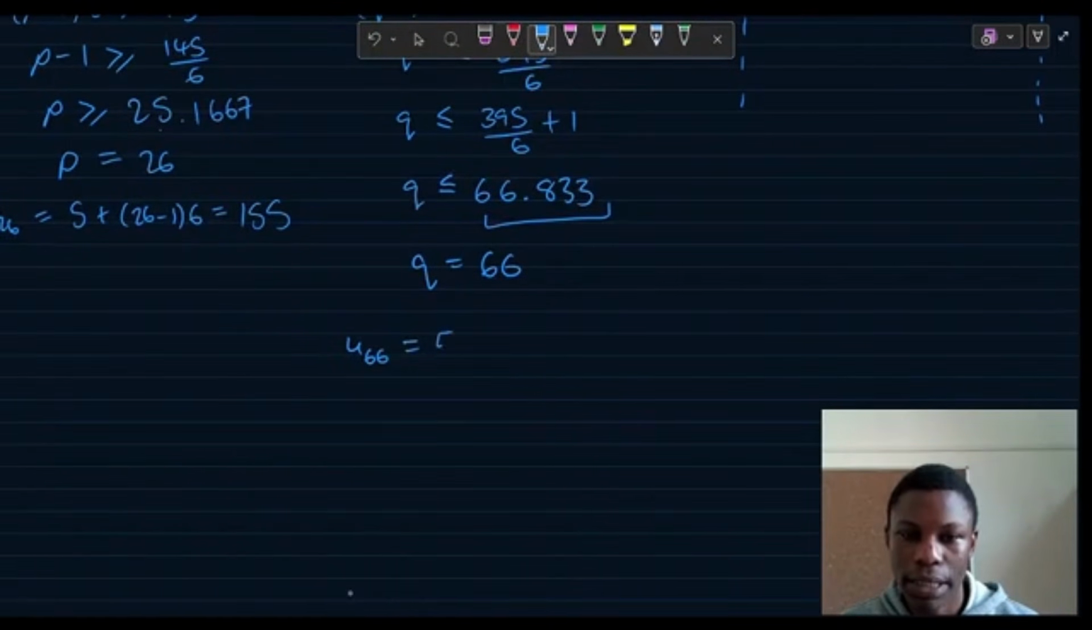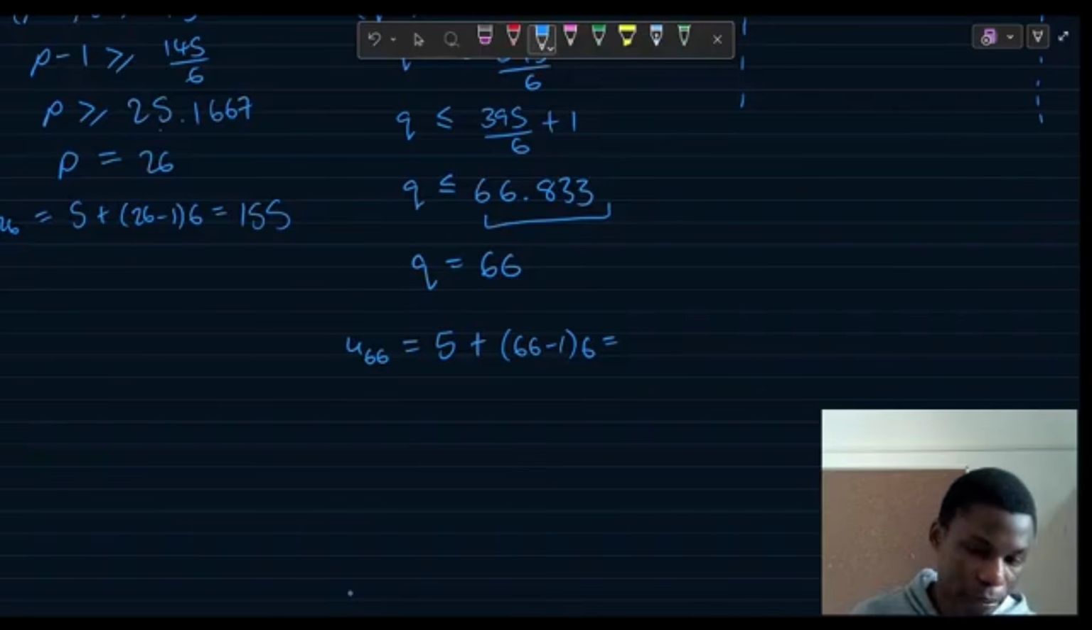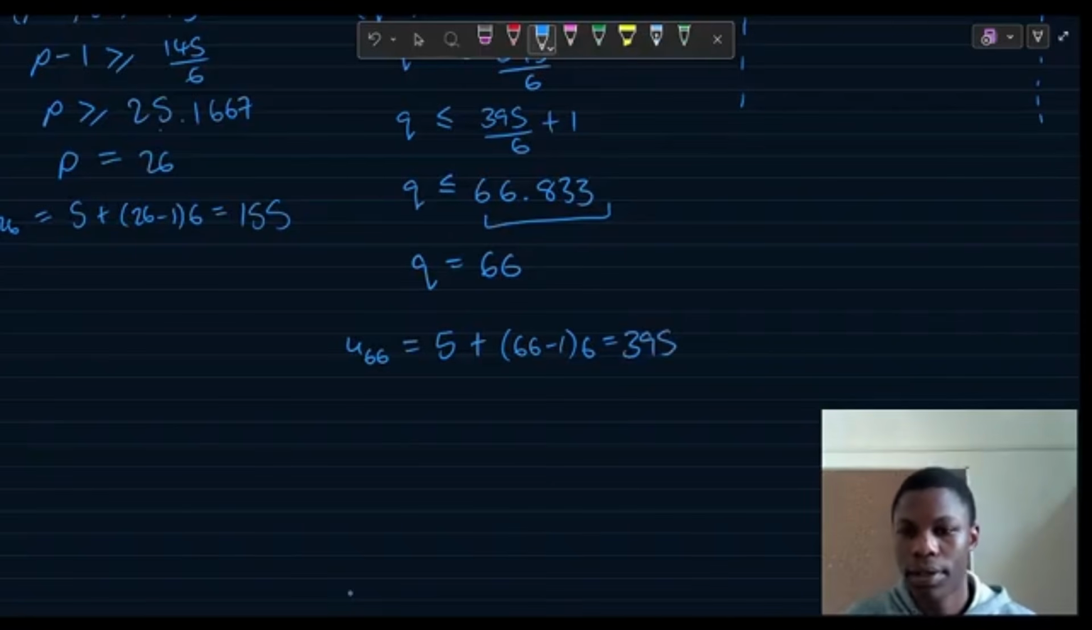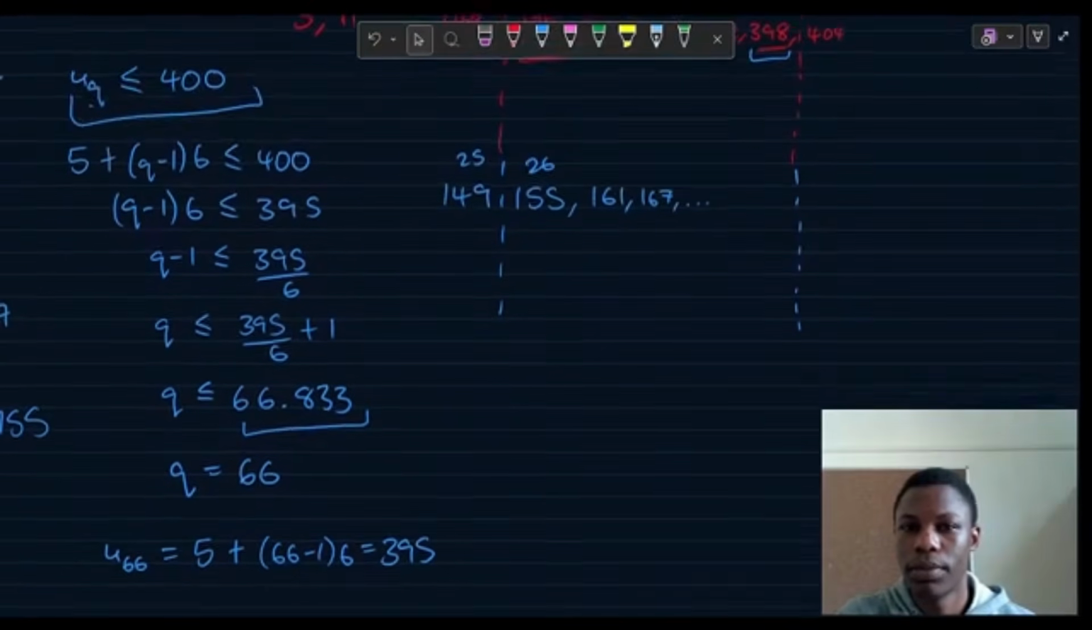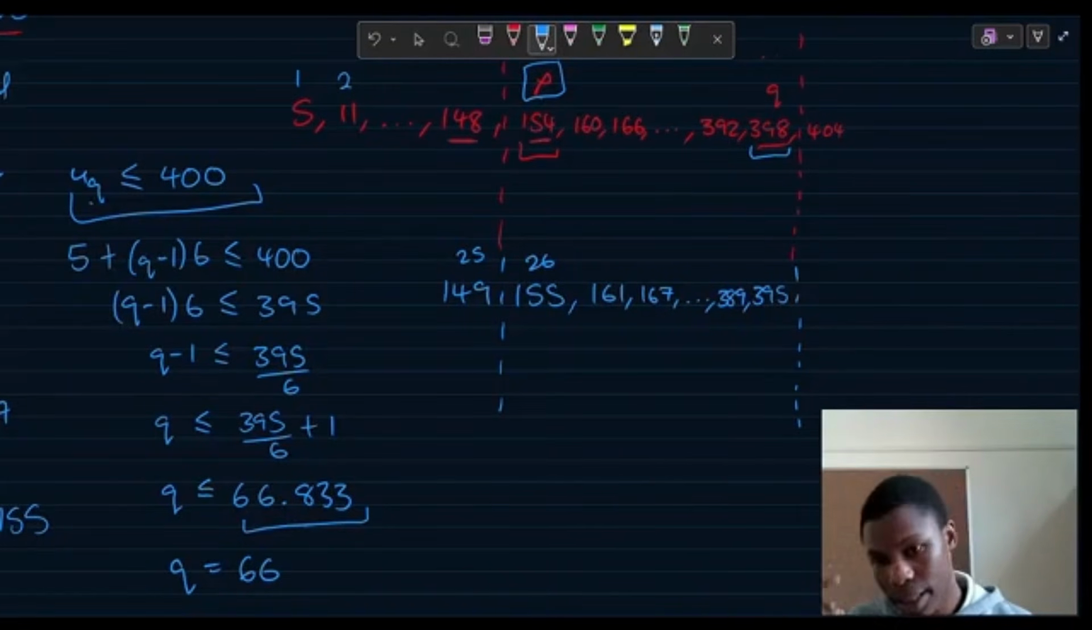So we can check u66 is a plus n minus 1 d, which is equal to 5 plus 65 times 6. That's 395. Okay, so what this would mean is that the last term here is 395. The one before that would have been 395 minus 6, 389. And then the first one outside of the boundary is 395 plus 6, which is 401. So that would be 395, we say that's term 66. This would be term 67.